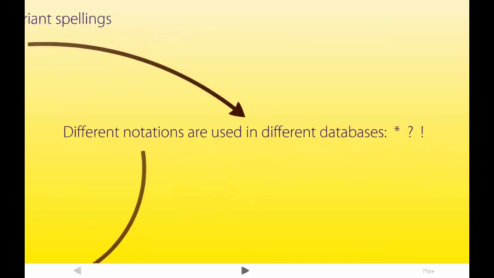Different notations are used in different databases. So in ProQuest you might use an asterisk, or in Academic Search Premier you might use a question mark. I don't know what Google uses. These things are possible, but you have to look at maybe the help to see exactly which of these symbols they're using.